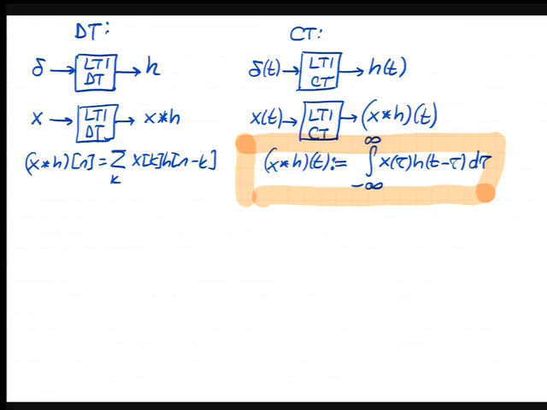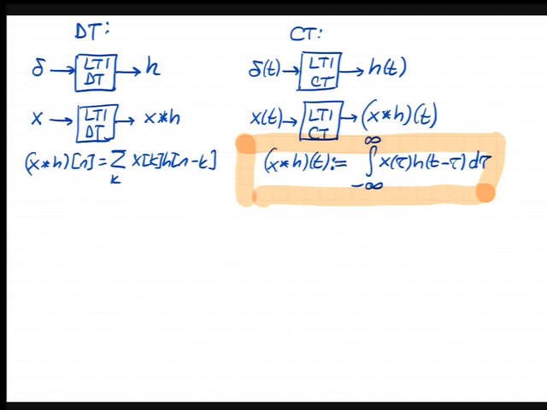Just like in discrete time, how did we get to this convolution? We used the LTI property of the system, and we concluded that the output will look like that. So we have to do something similar. How many of you remember how we did this in discrete time? That happened in the last lecture.